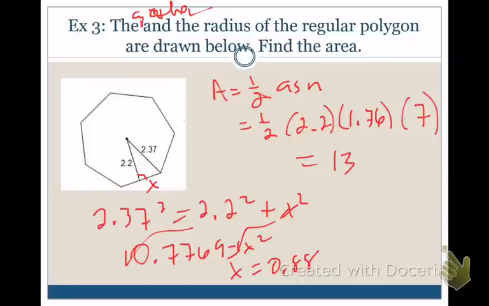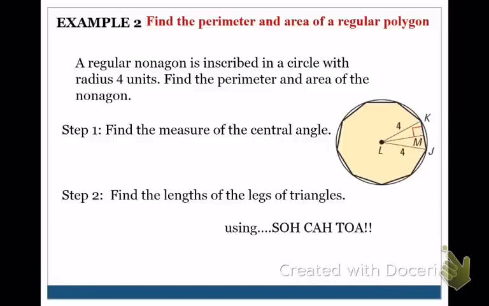And we get about 13.6 units squared since it's area. Okay? All right. Now, what happens if you only know one measure? So far we've known two, either the radius and the apothem or the radius and the side length. What if we have a regular nonagon that's inscribed in a circle and the radius is 4 units? How do we find the perimeter and the area then?